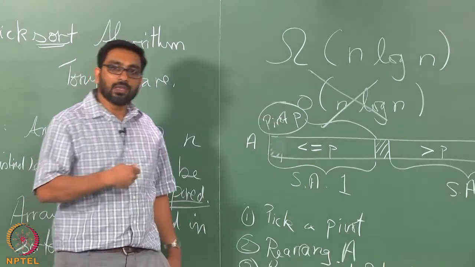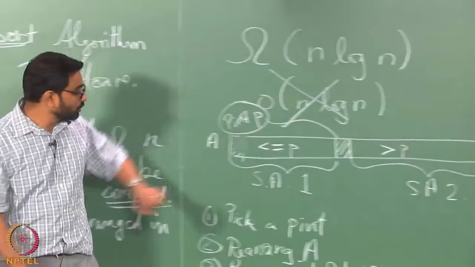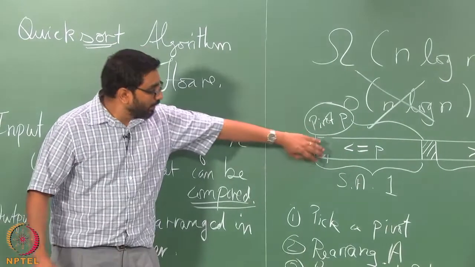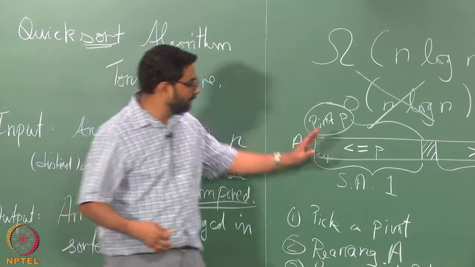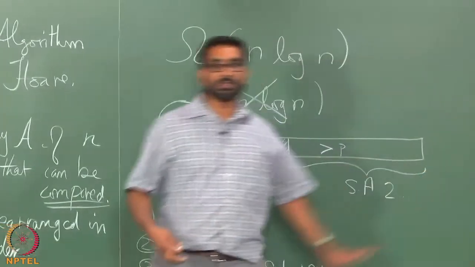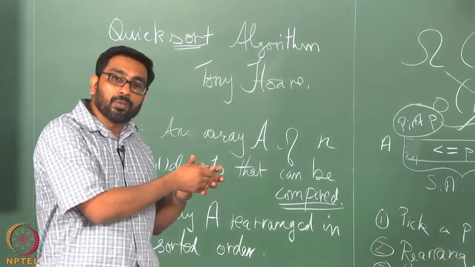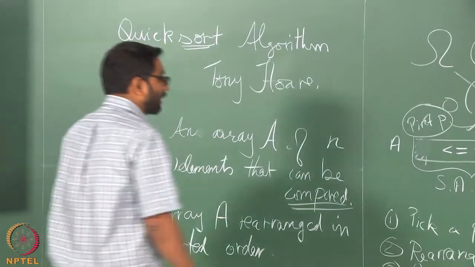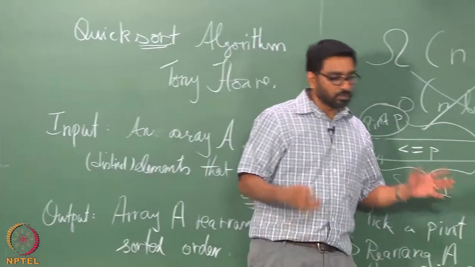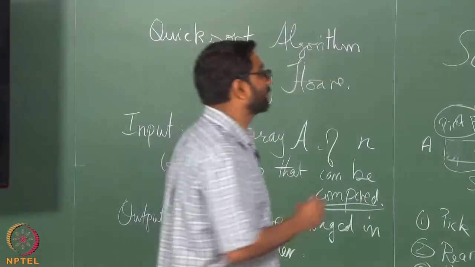Okay. If the array is already sorted, what is going to happen every time you choose the pivot is that there's going to be no element to the left of this pivot. All the elements are going to be to the right, which means that one side of the problem will be of size 0, the other side of the problem will be of size n minus 1. So yes, the problem size reduces, but the problem size does not reduce significantly.